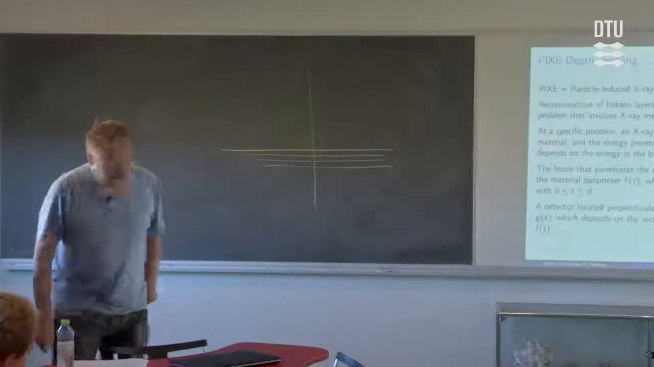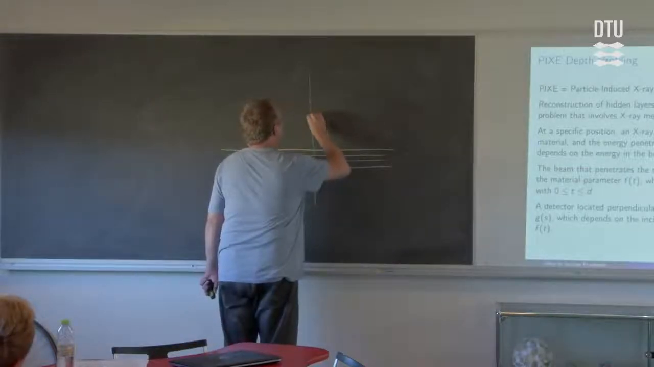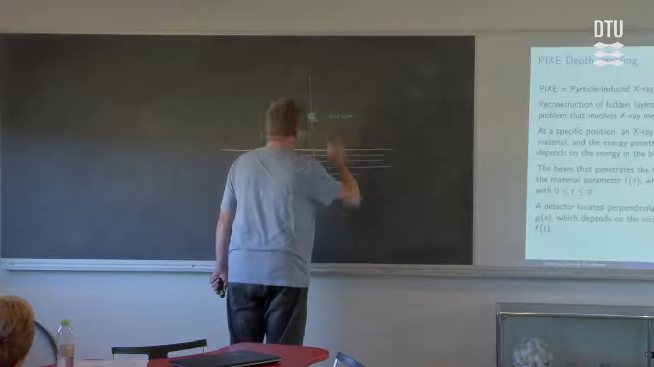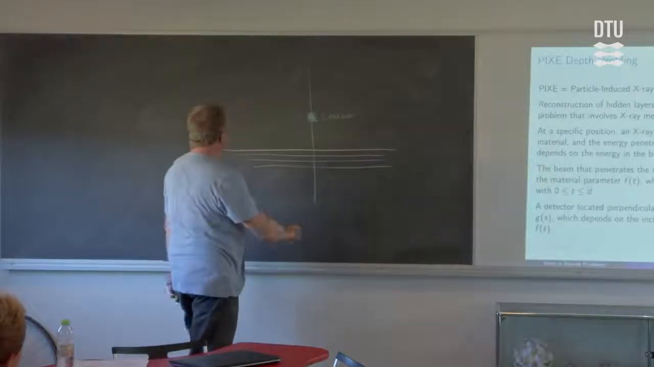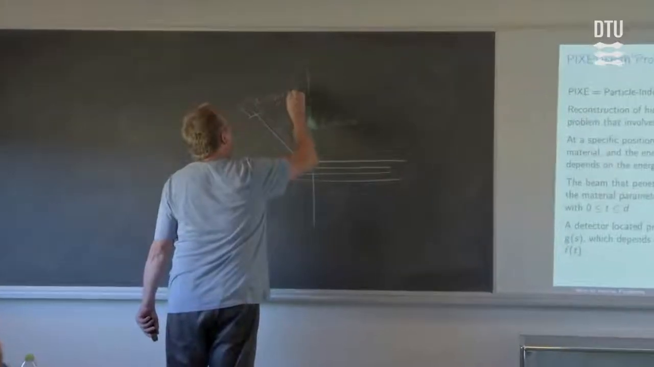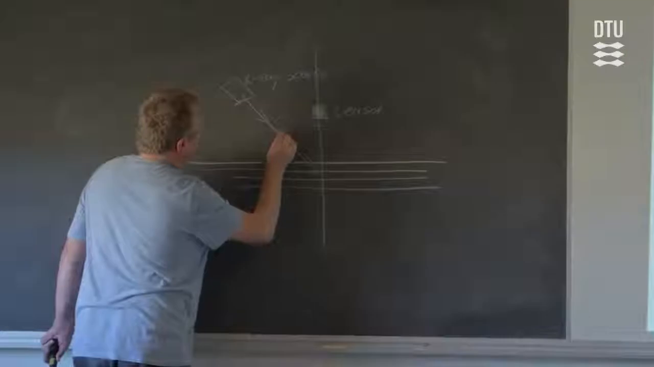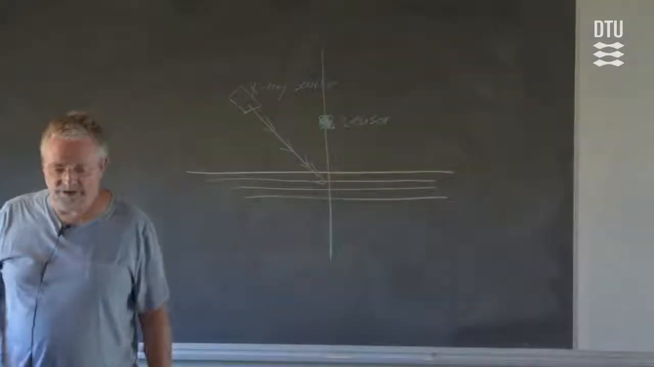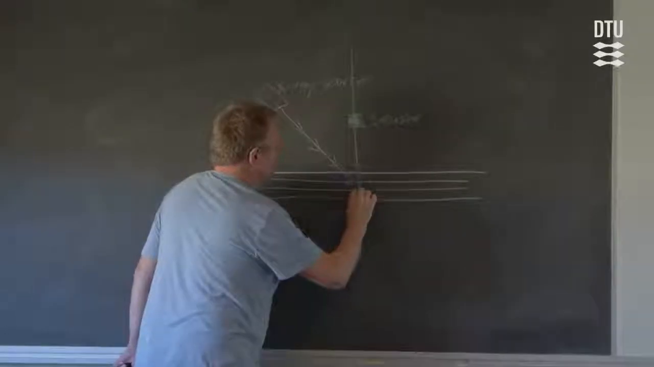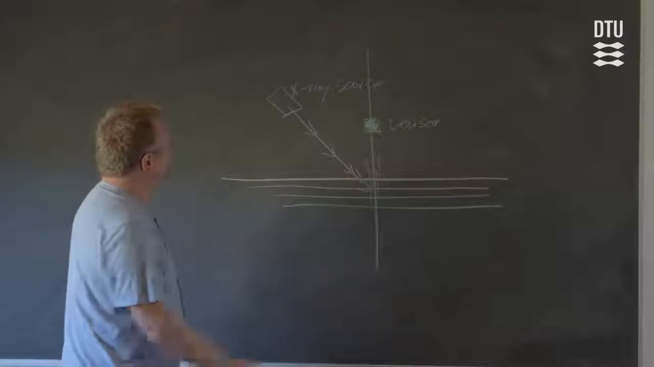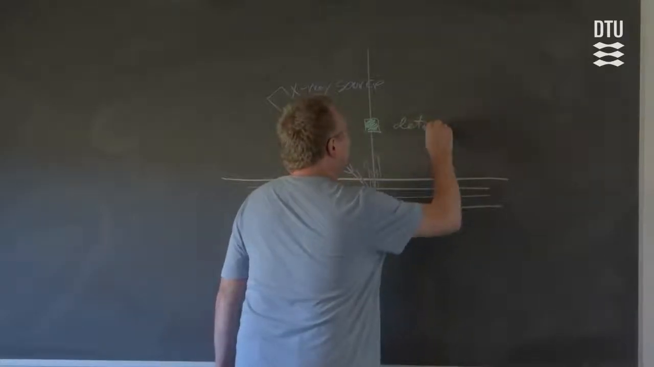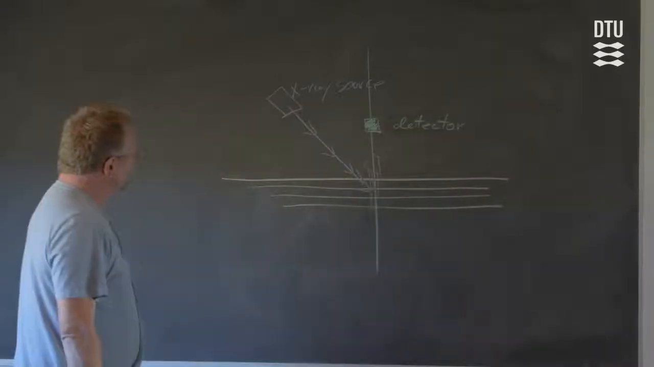Okay, and what do we do? We put a sensor here, or a sensor, how do you spell that? And then you have an X-ray source. So you send X-rays into this structure here with the different layers. And from the different layers, you get reflections that are sent back into the detector. Since I can't spell sensor, let me call it a detector. Okay.